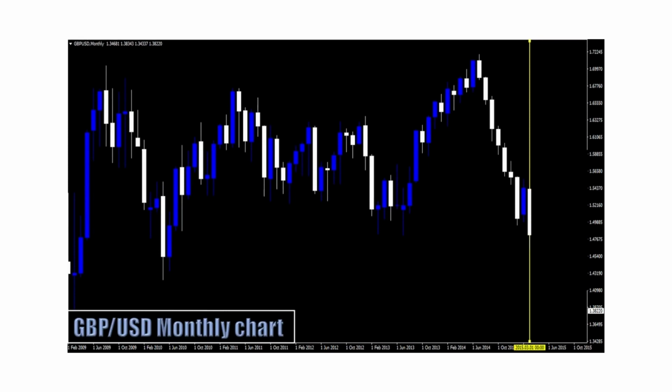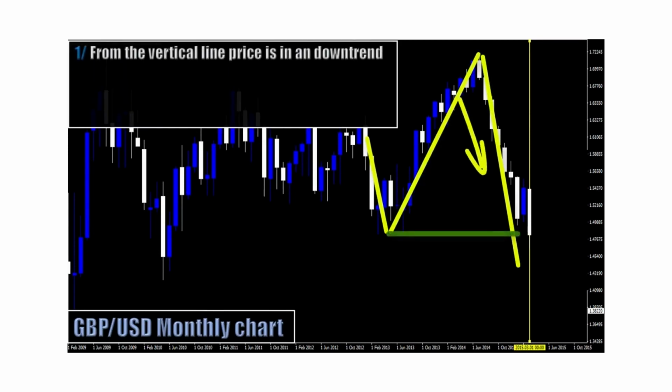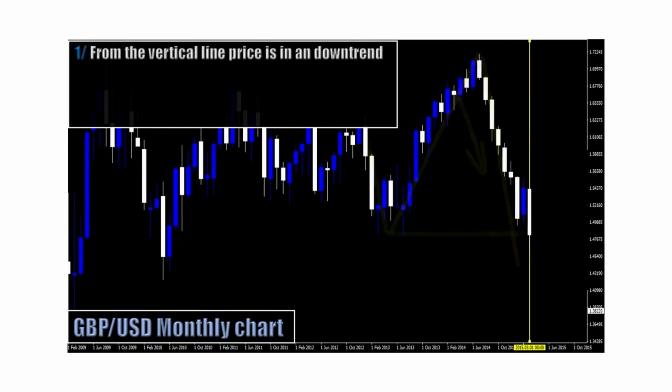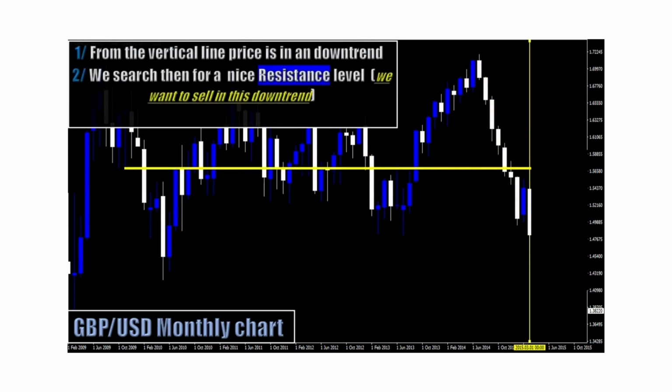Other example, GBP/USD from the monthly chart. From the vertical line, the price is in a downtrend. Then we search for a nice level of resistance. Since we are in a downtrend, we want to sell. Then we make sure that the monthly candle closed below the first level that we found.